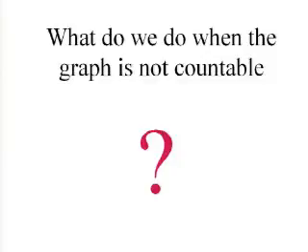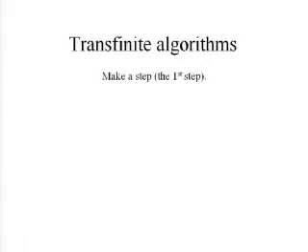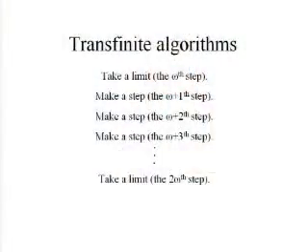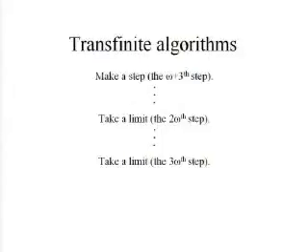So now, a question is, what do we do when the graph is not countable? Well, first of all, the thing to do is to use a transfinite algorithm. So, what is a transfinite algorithm? Well, it's the same thing as an algorithm, but you make a step, another step, then make the omega steps, and then omega plus 1, omega plus 2, and we can continue this way actually indefinitely, transfinitely.